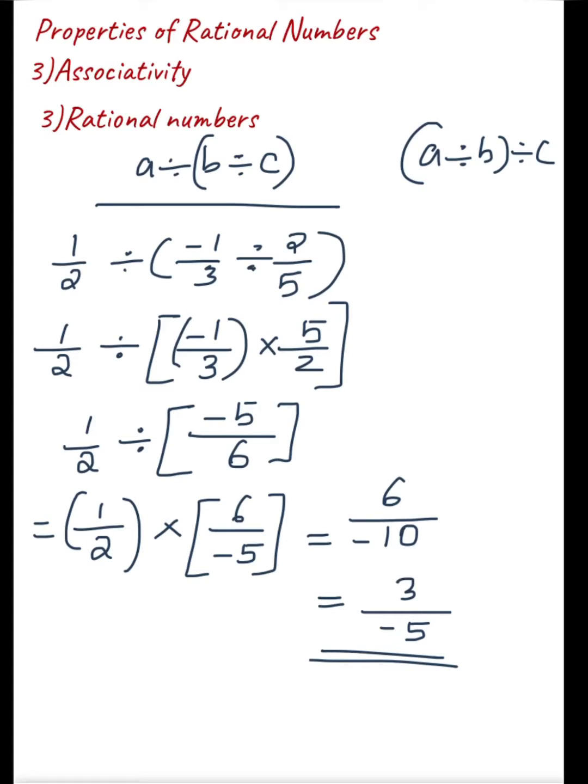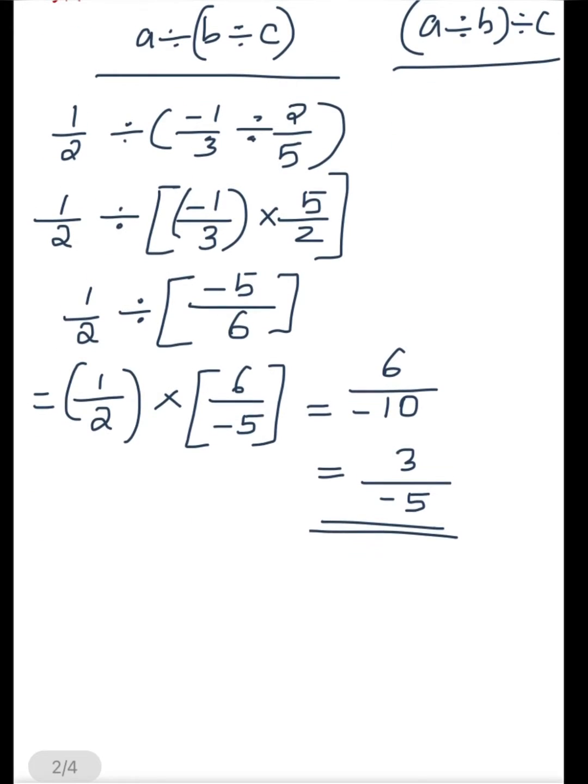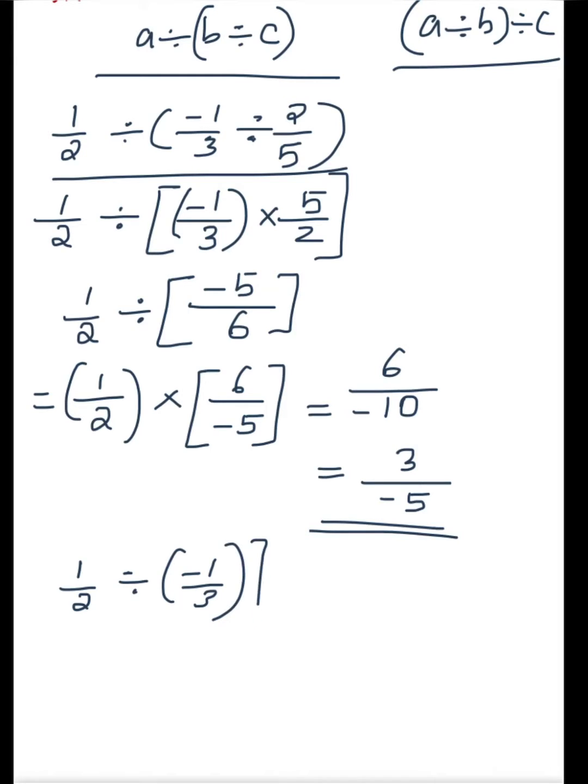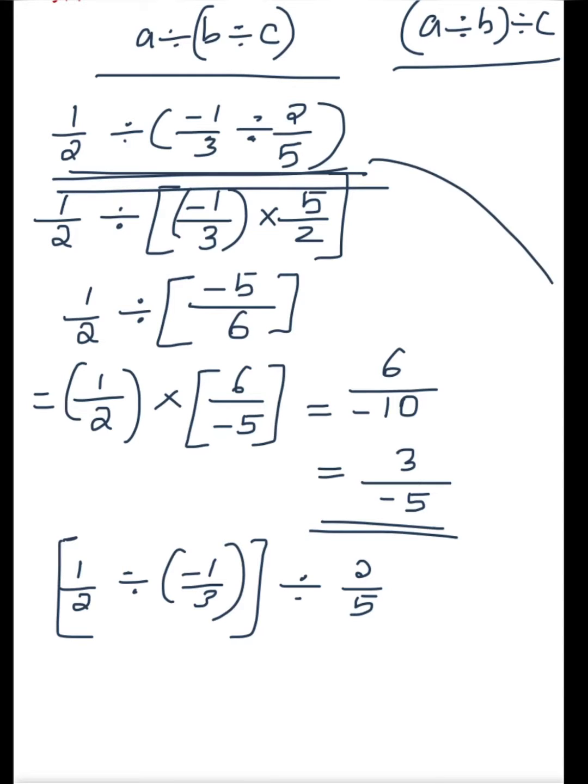Okay. Now we have to do A divided by B, divided by C. That means according to our question, it will be what? This was our question. So it will turn into 1 by 2 divided by minus 1 by 3, this will be inside the bracket, divided by 2 by 5. Okay, the question will become in this way.